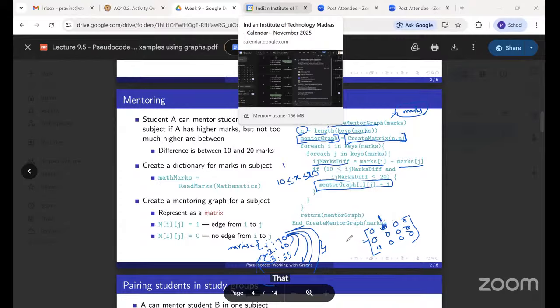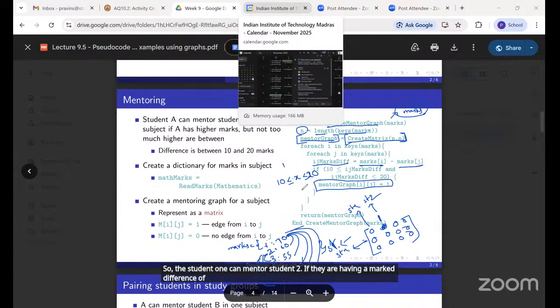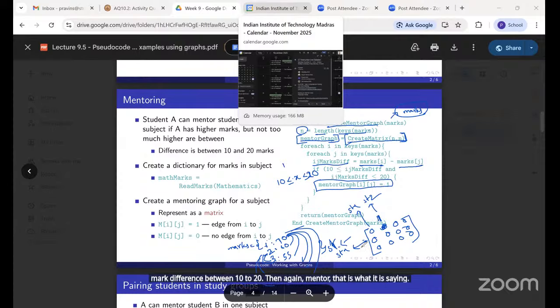That means this is student 1, and this also corresponds to student 1. This corresponds to student 2, and this corresponds to student 3. So student 1 can mentor student 2 if they have a mark difference of between 10 to 20. Then he can mentor. That is what it is saying. Right? Any doubts here?